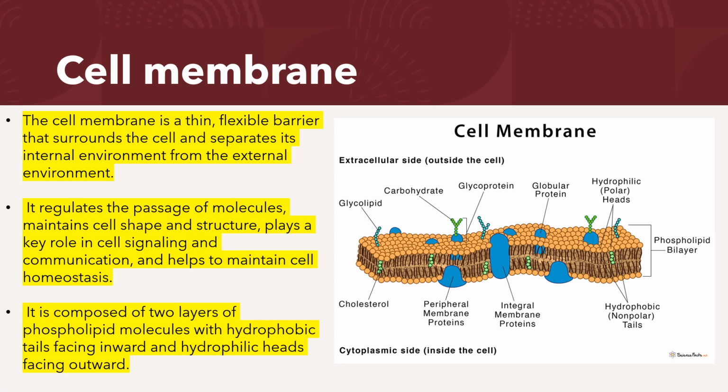Finally, the cell membrane helps to maintain cell homeostasis, which is the balance of conditions inside the cell that are necessary for its survival. The membrane actively regulates the concentrations of ions and molecules inside the cell, maintaining a stable environment despite changes in the external environment. In summary, the cell membrane is a crucial component of all cells, serving to regulate the passage of molecules, maintaining cell shape, facilitating cell signaling, and finally, maintaining homeostasis.